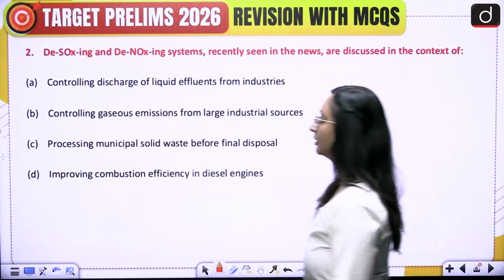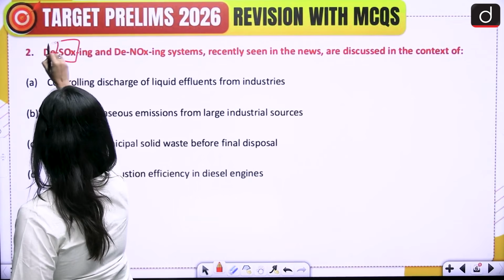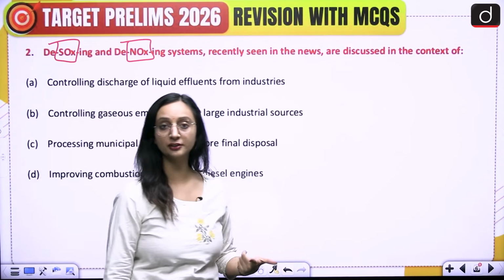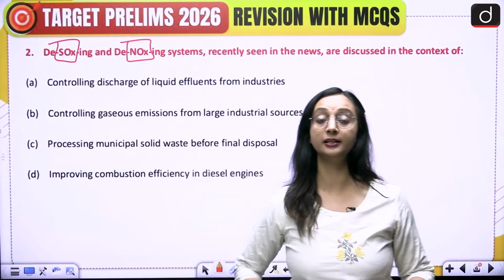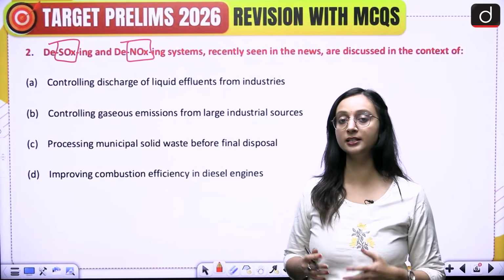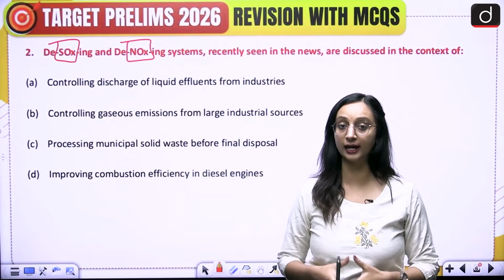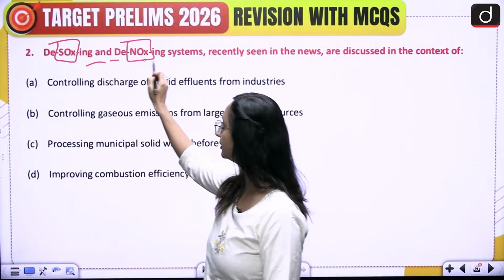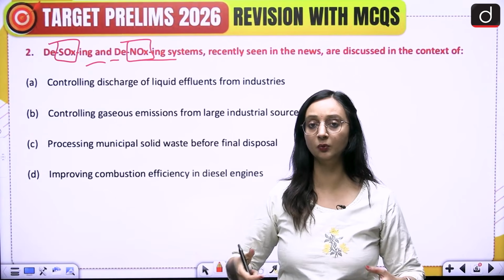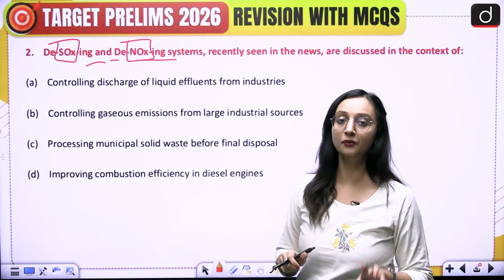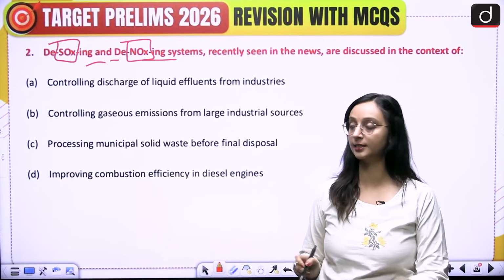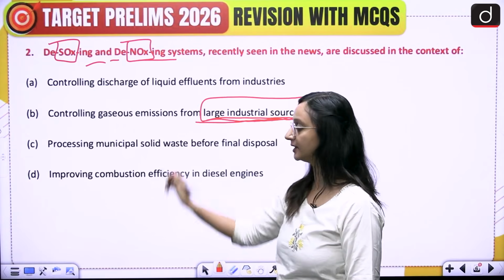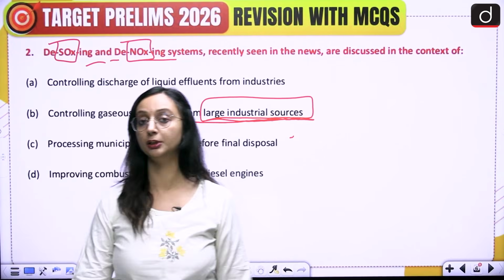Okay. So what is SOx? What is NOx? Sulfur oxides, nitrogen oxides. So these are what? Gases. These are actually pollutants. These are gases that in large concentration start acting as air pollutants. So this de-SOx-ing and de-NOx-ing system is actually a way of reducing the emission of sulfur oxides and nitrogen oxides from these large industrial sources, because once they are present in the air, they are going to cause air pollution.